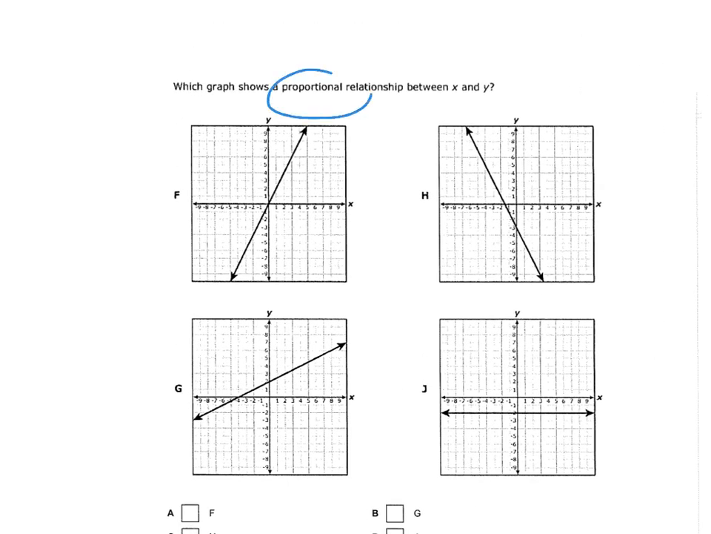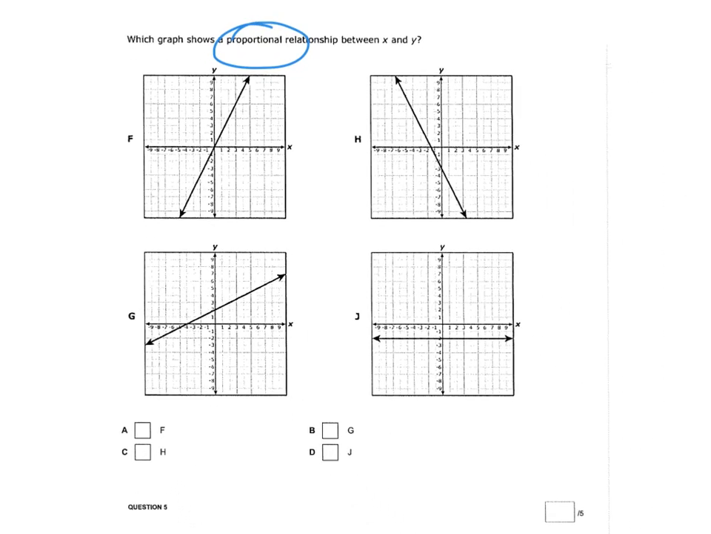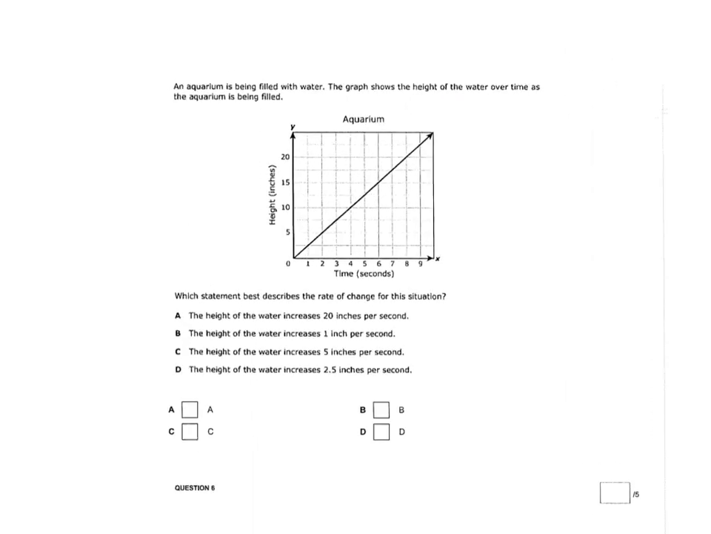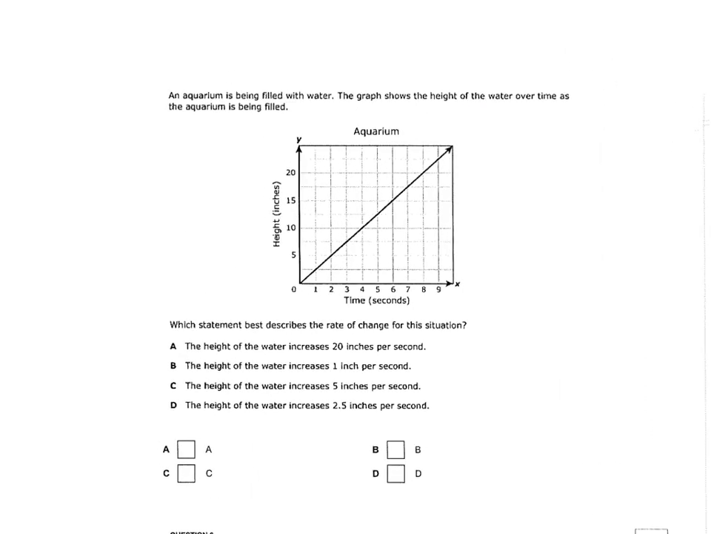Which graph shows a proportional relationship between X and Y? Proportional on a graph means it goes through the origin, or 0, 0. An aquarium is being filled with water. The graph shows the height of the water over time as the aquarium is being filled. What best describes the rate of change?